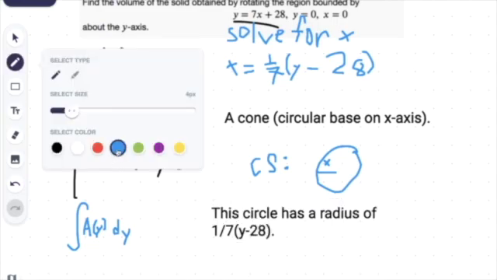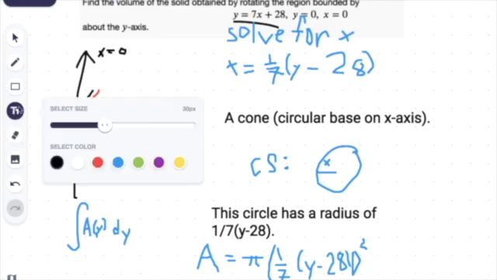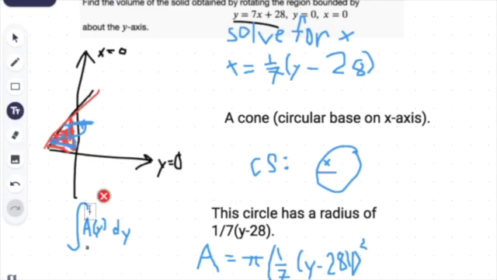Well, the area of the circle is going to be pi r squared, and I've just figured out the value of r. A is equal to pi times (1/7 y minus 28) squared, squaring the radius, so this whole expression. And so I just need to integrate that, but I'm leaving something out here. And those bounds need to be coming from the shape that I'm trying to create. I should be integrating from y equals 0, this point, to where the triangle that I'm rotating stops.